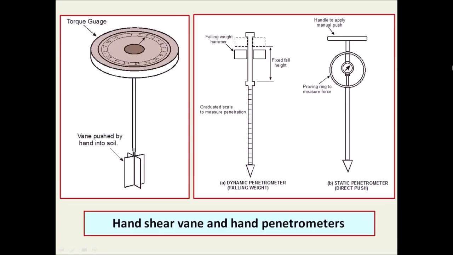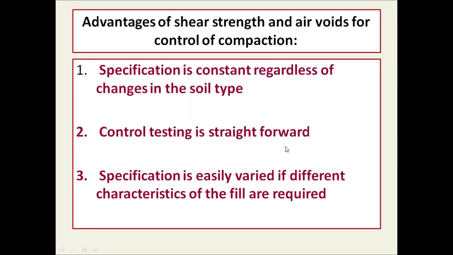So those are the tools. There's a Pilcon type vane, I think we used to call them. We have a penetrometer called a Scala penetrometer like this. The US Army Corps of Engineers used a penetrometer like this, calibrated against CBR, so there are a range of tools available. The advantages of the shear strength and the air voids are these, that the specification is constant regardless of the change in the soil. That's the big advantage of it.